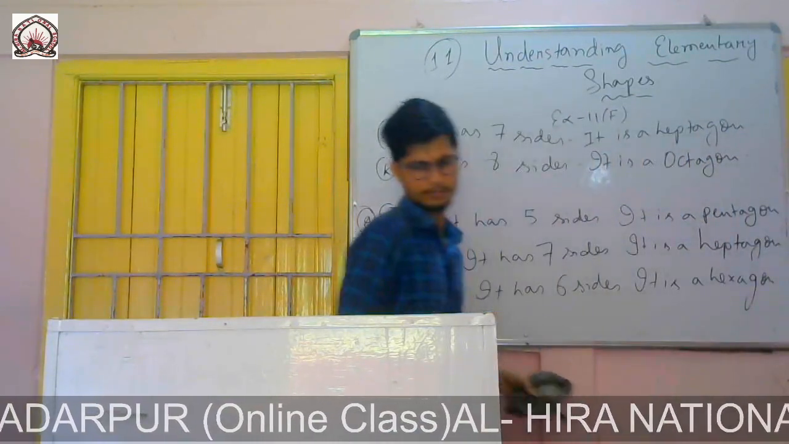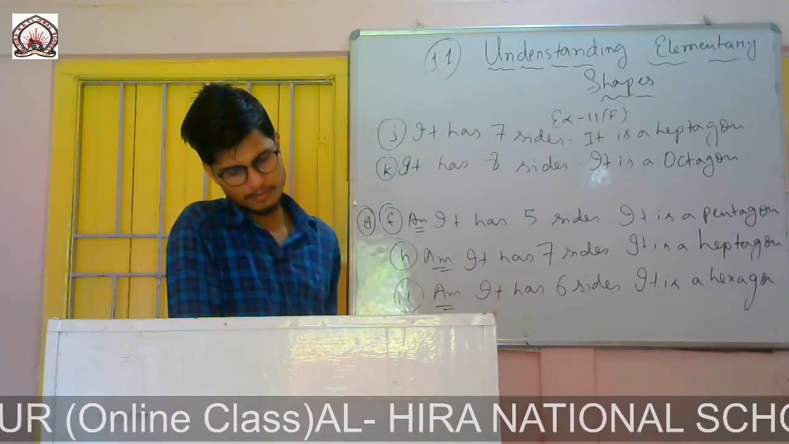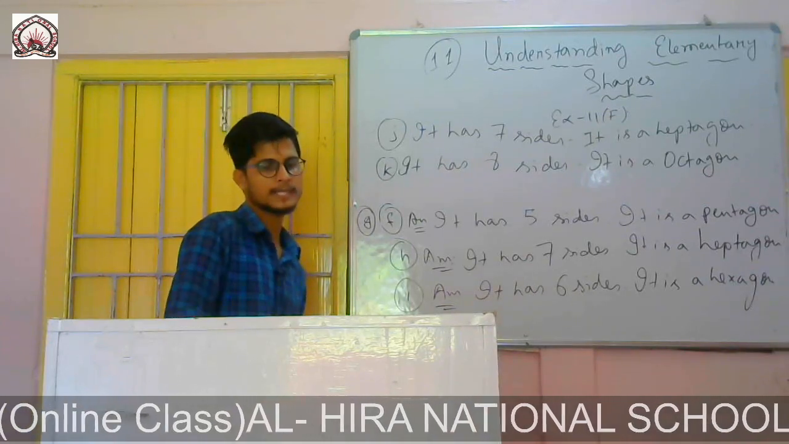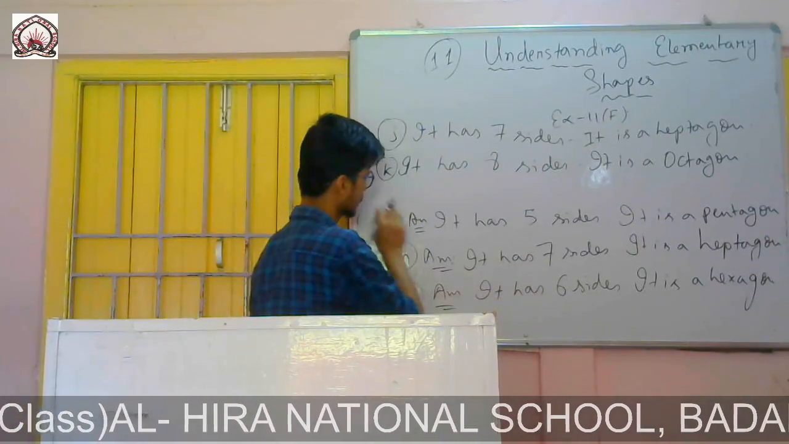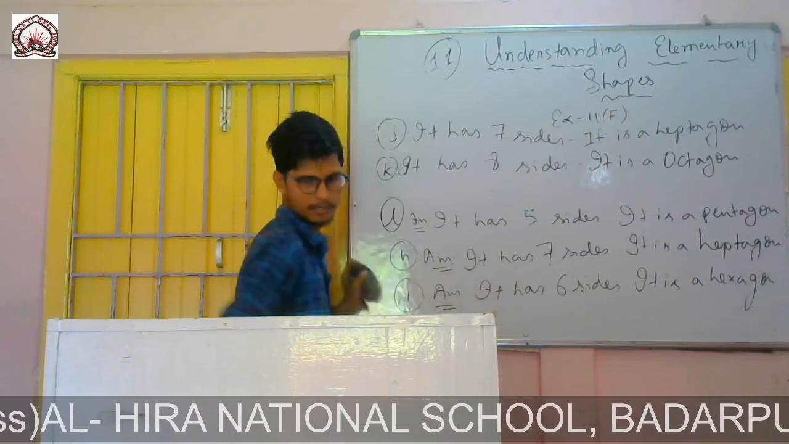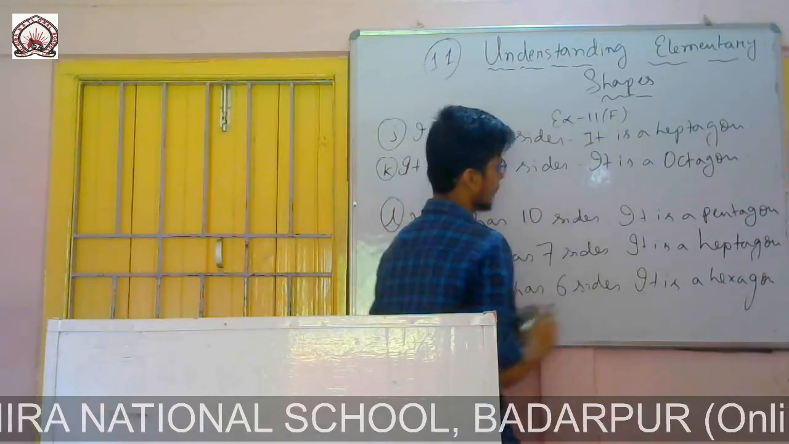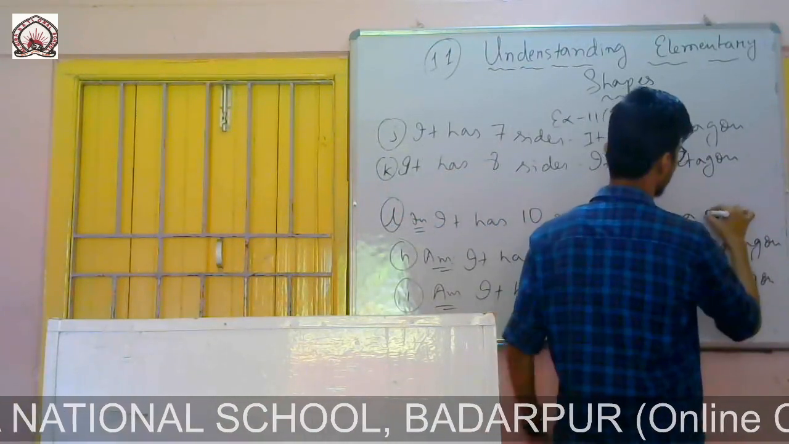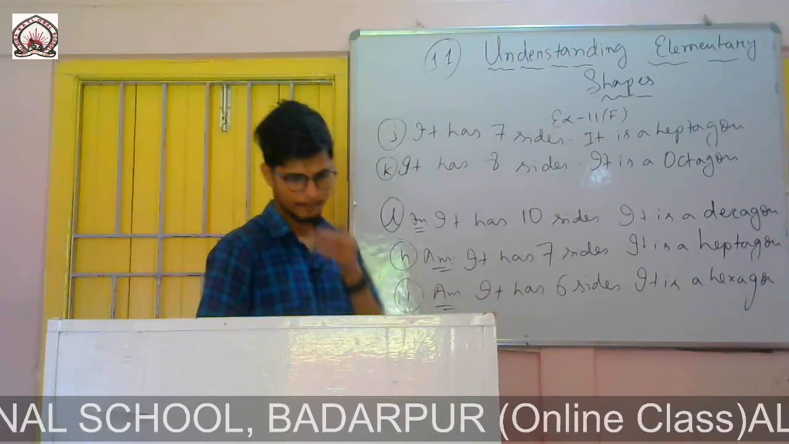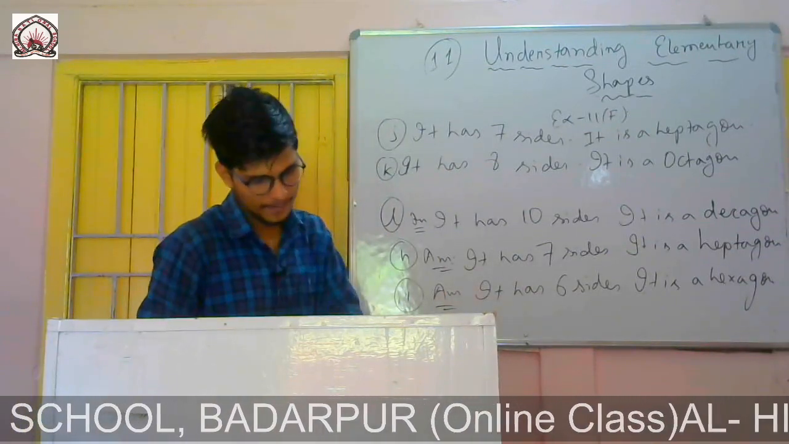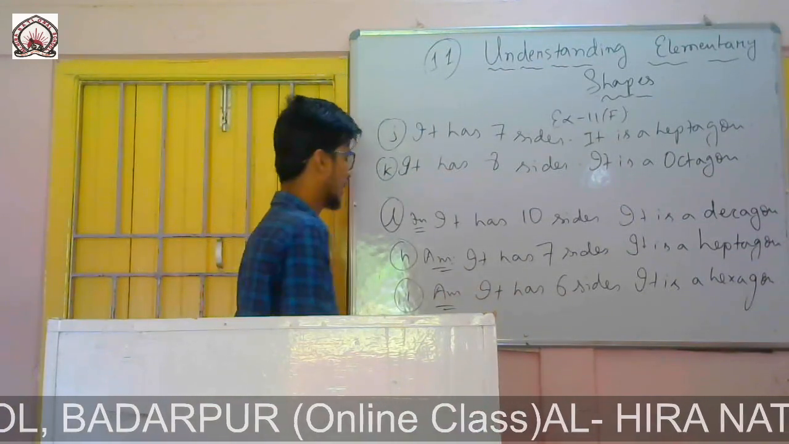Then question number L, 1 2 3 4 5 6 7 8 9 10. So question number L has 10 sides, and if it has 10 sides, then we will say it is a decagon. Question number L answer: it has 10 sides, and we will say it is a decagon. Now question number M, 1 2 3 4 5 6 7 8 and 9. So it has 9 sides.